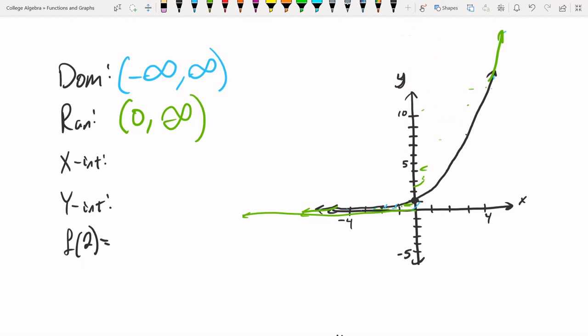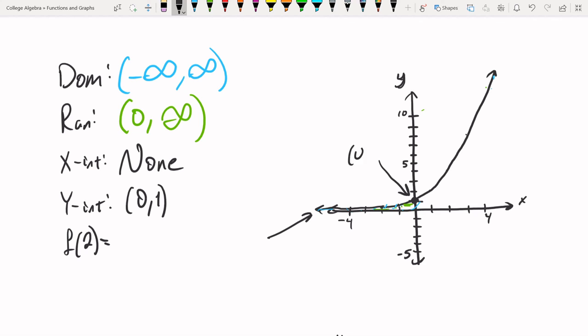Okay, the x-intercept is where this function crosses the x-axis. I just told you, however, that this is an asymptote, and so this never crosses the x-axis. So there is no x-intercept. The y-intercept is where it crosses the y-axis, and it crosses it right there, which is at 1. You could say (0, 1). That's the coordinate pair of that point. You could also say y equals 1, because that's where the y value is. And you could also just say 1, because x is always going to be assumed to be 0. That's what it means for a y-intercept to be something: that x equals 0. F of 2, we go up to 2, and we go over, and this hits 4.